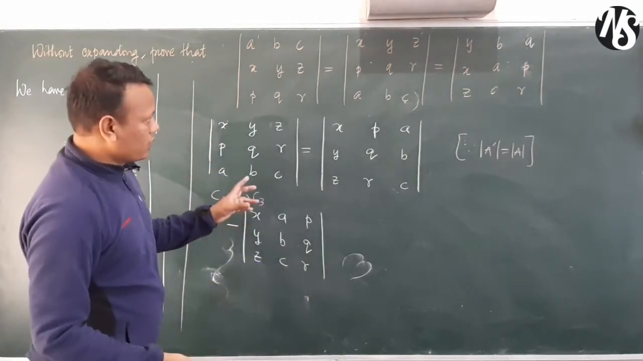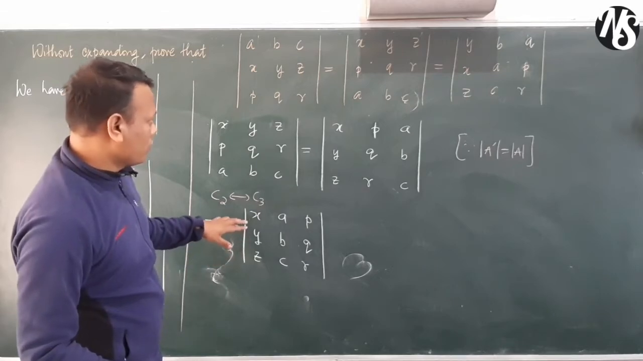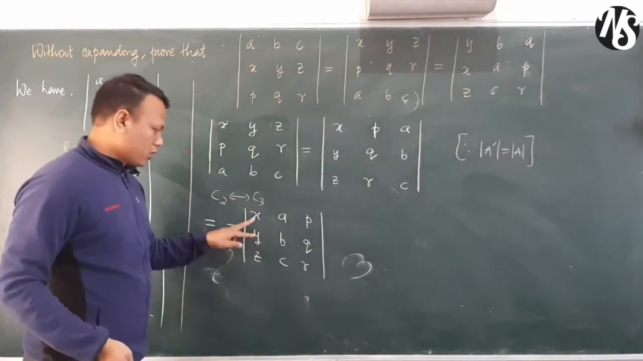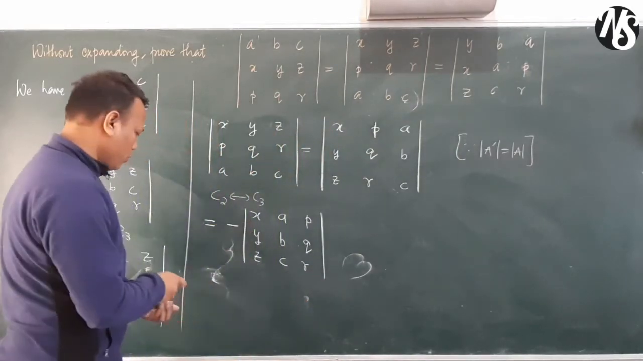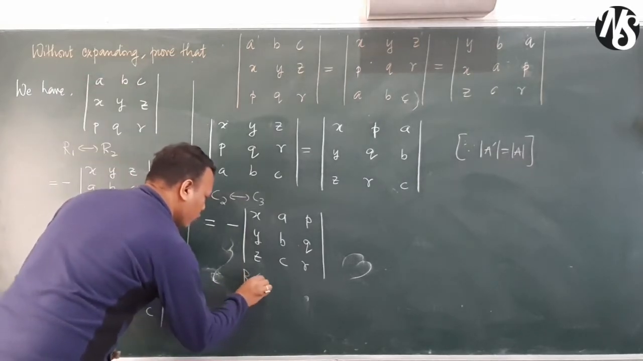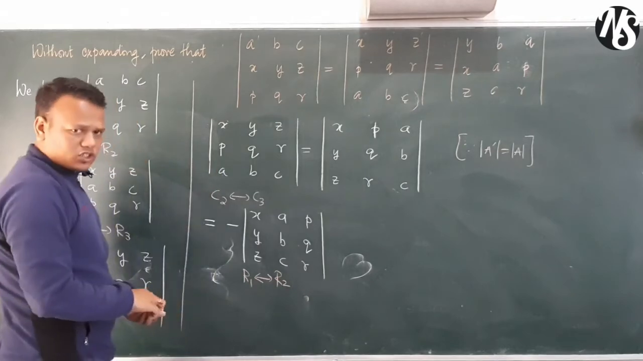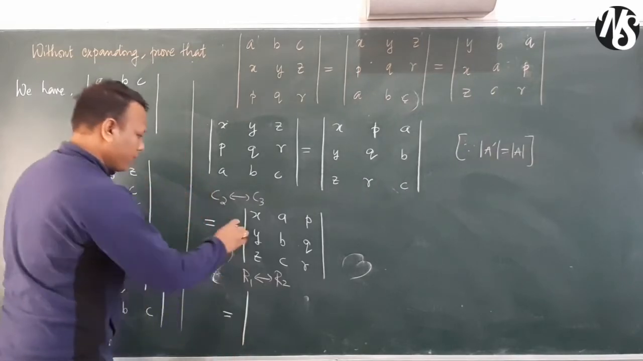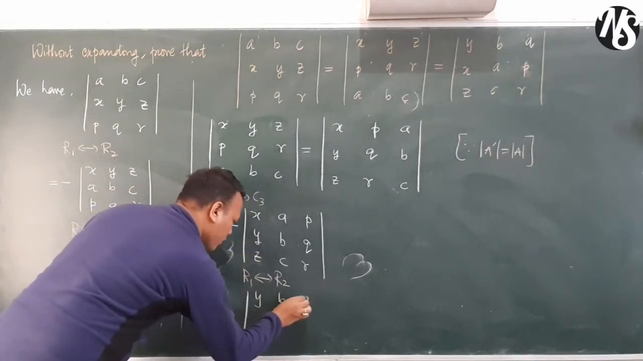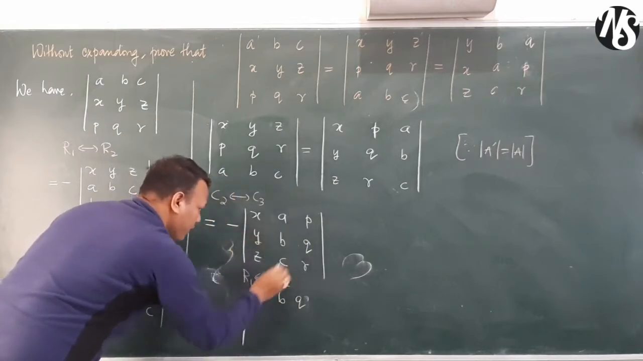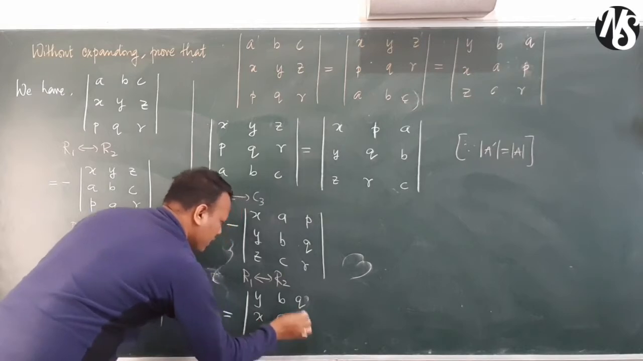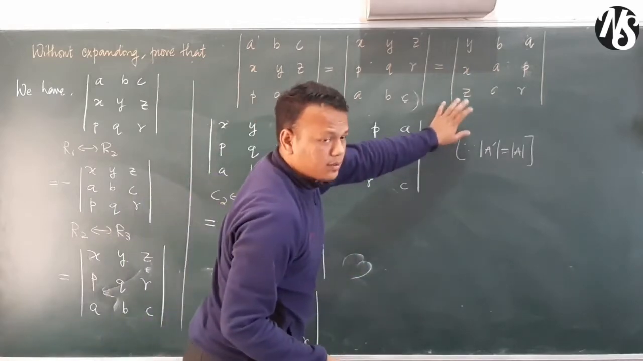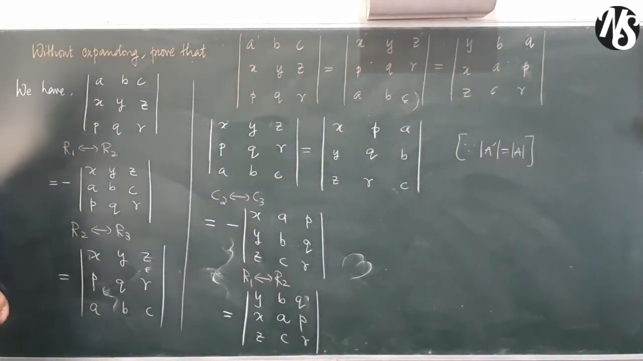Now let's see what's wrong here. What I need to do here is, I want y here and x in the middle. Z, C, R is in the correct position. So let's exchange these two rows. When row 1 and row 2 are exchanged, the sign will get reversed. So this will be equal to y, b, q, then x, a, p, and the last one is z, c, r. So that's what I want here. You may pause the video and note down your solution.